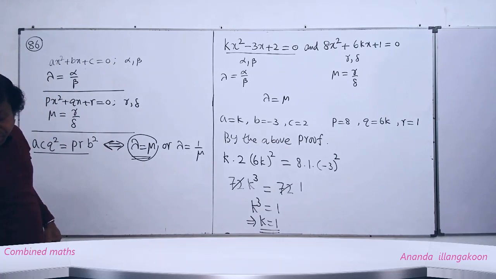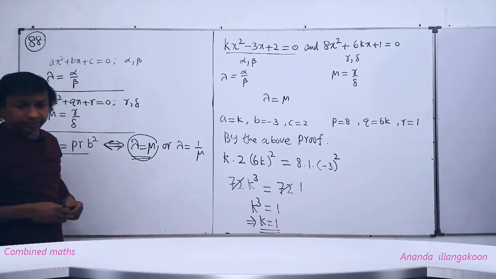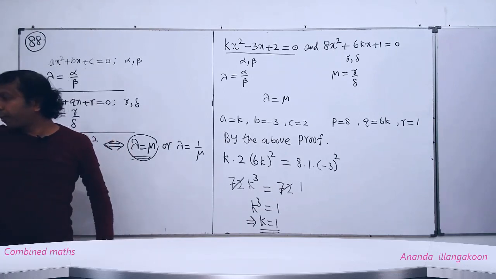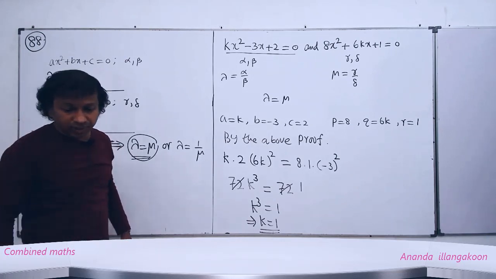Then as the next question, we take question number 88. This is also another past paper sum. Take the next question as number 88. Read that question number 88. I'll give you 5 minutes. Hurry up.